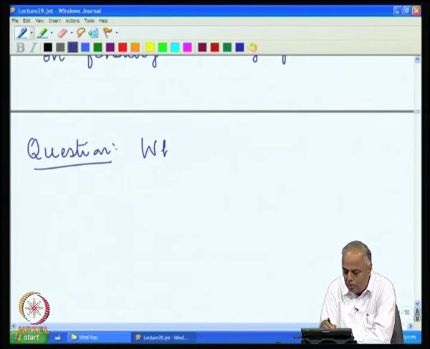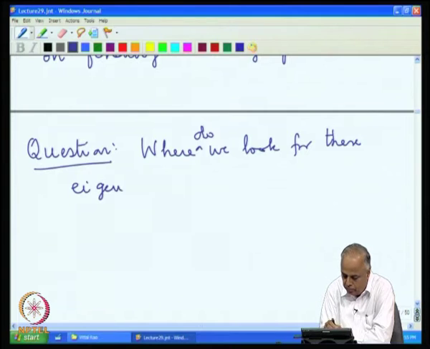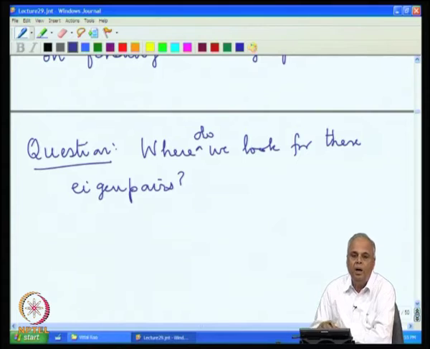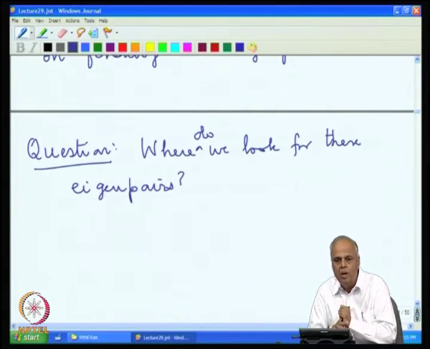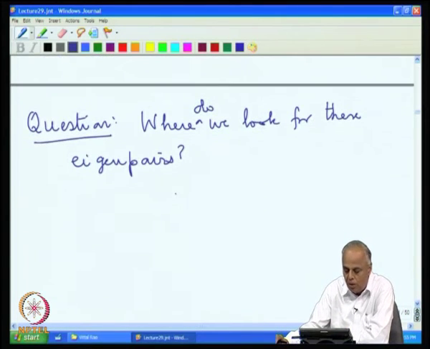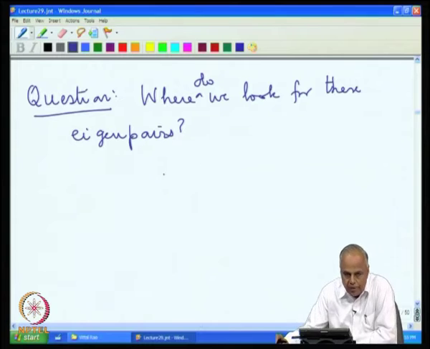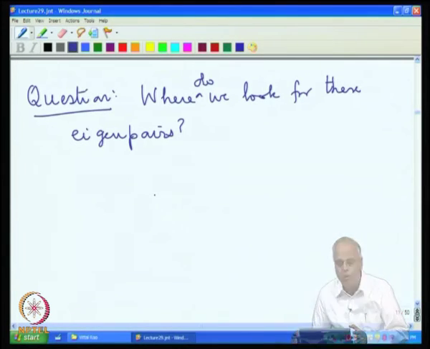where do we look for these eigenpairs? That should be our main goal. In fact, this is going to occupy the main analysis of diagonalizability or otherwise of a given matrix, the search for these eigenpairs. So, we shall now begin our analysis to find the answer to this question of where do we look for these eigenpairs.